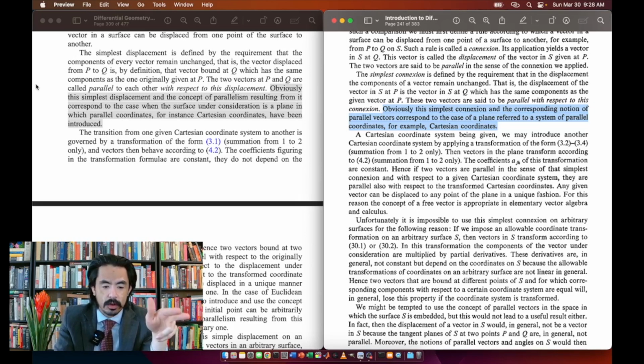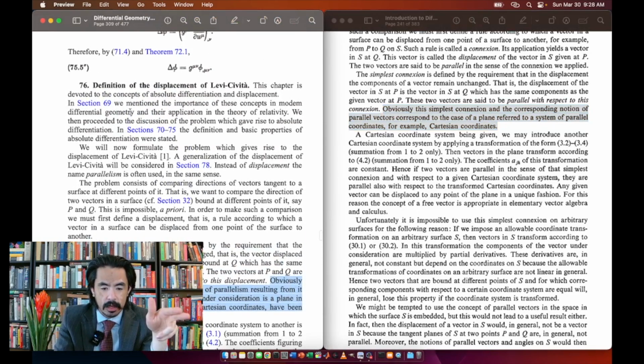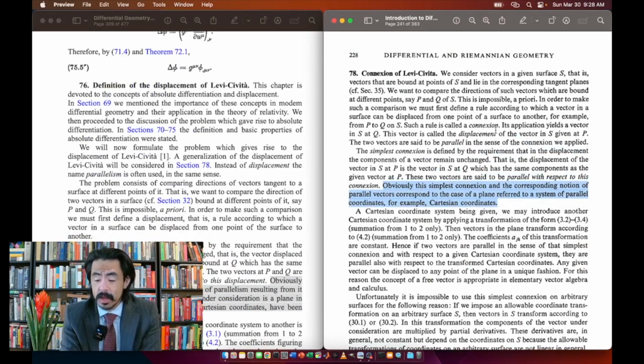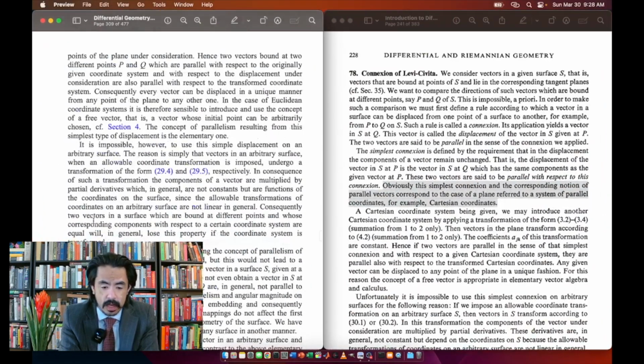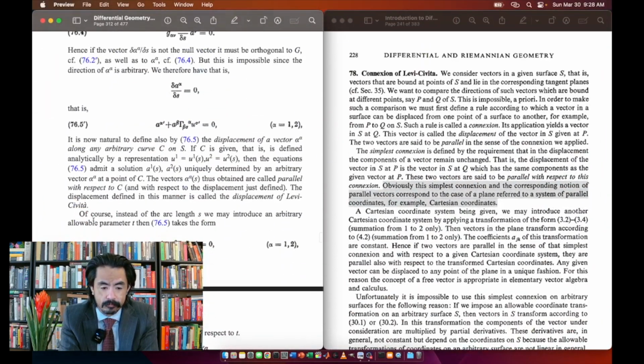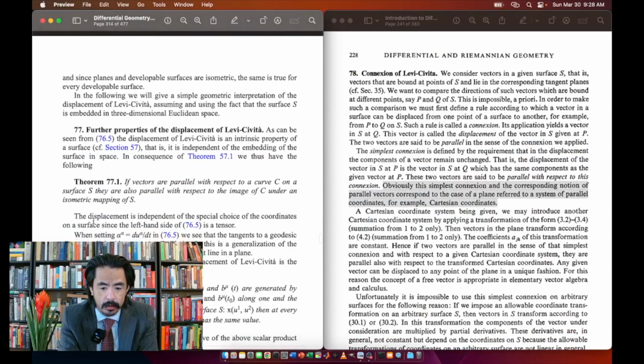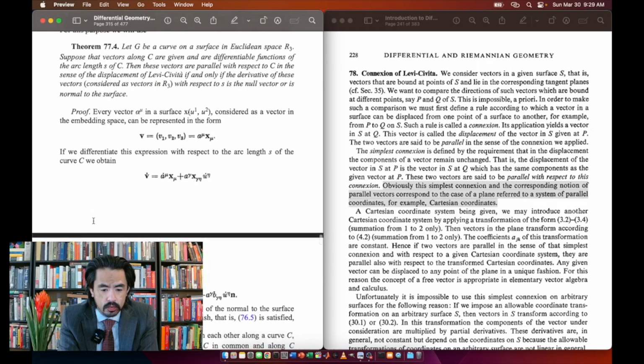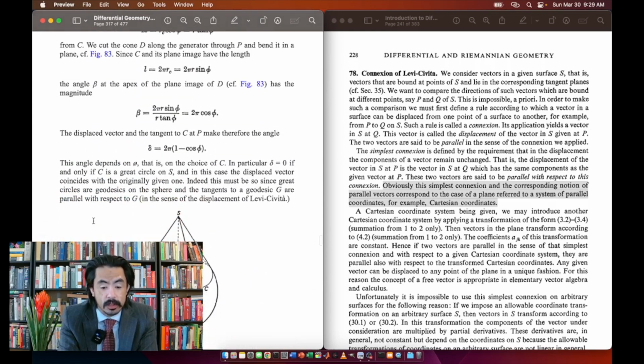But then also we have completely missing is in section 69, we mentioned the importance of these concepts in modern differential geometry and their application in the theory of relativity. No mention of the theory of relativity on the right. And this is kind of like foreshadowing here. Yeah, it's probably like section 78.